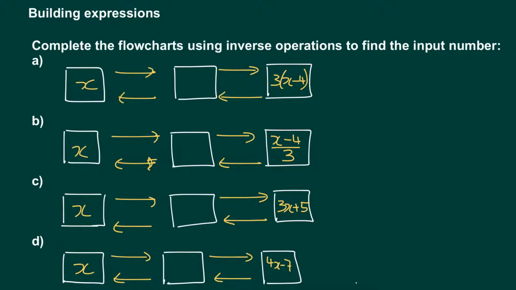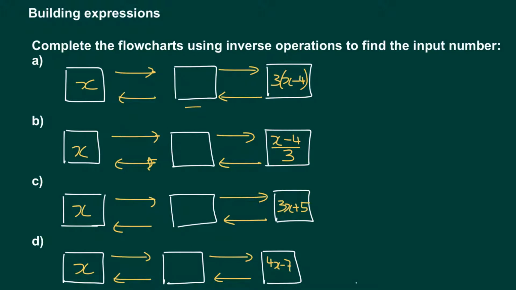Alrighty, guys, so there's a new question now. It says complete the flowcharts using inverse operations to find the input number. So guys, we now need to backtrack back to the input number and just basically fill out these gaps that we've been given. So let's have a look at part A.